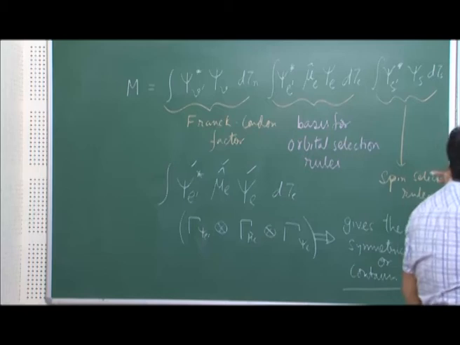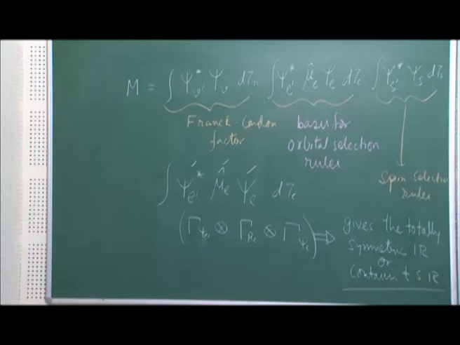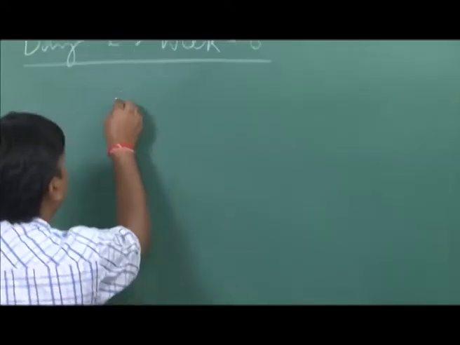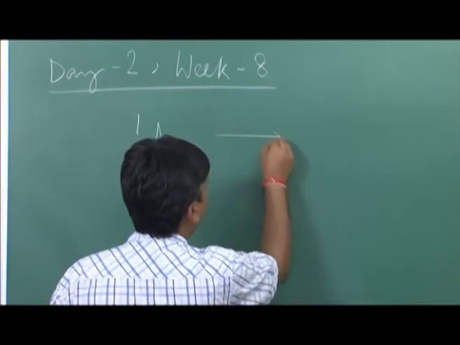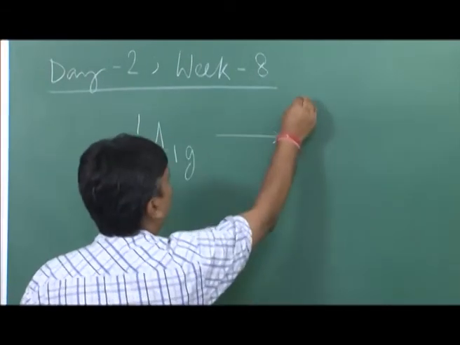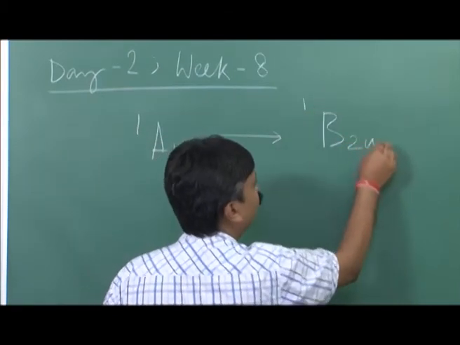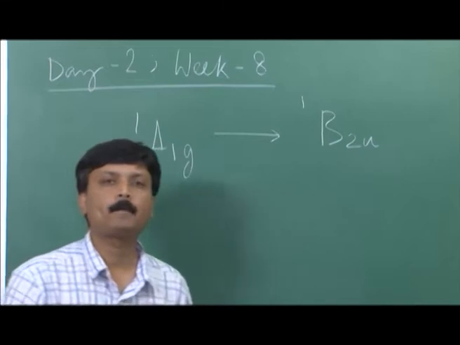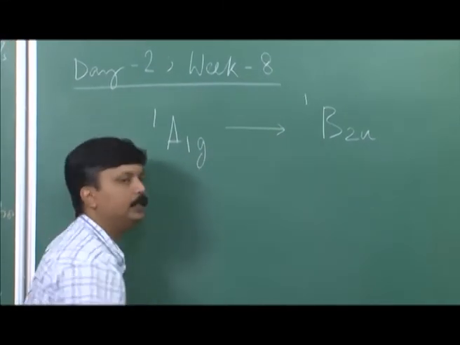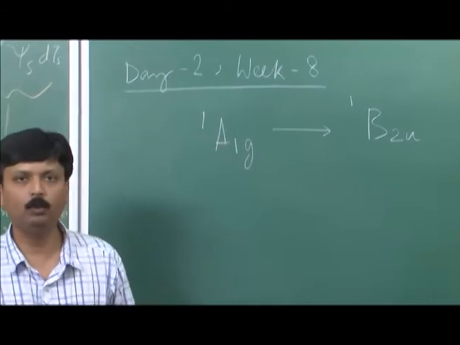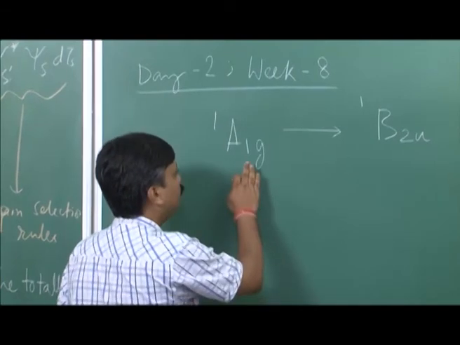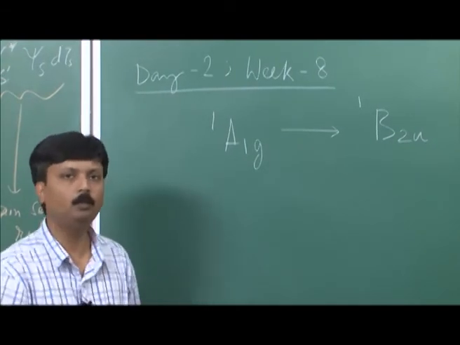So, for example, we will take the case of the benzene molecule. If I take two states like 1A1g and a transition to 1B2u, correct. If I try to make a transition like this, then in the first place the spin multiplicity is fine, so it is spin allowed, no problem about that. But whether it is orbitally allowed or not, that one has to figure out.